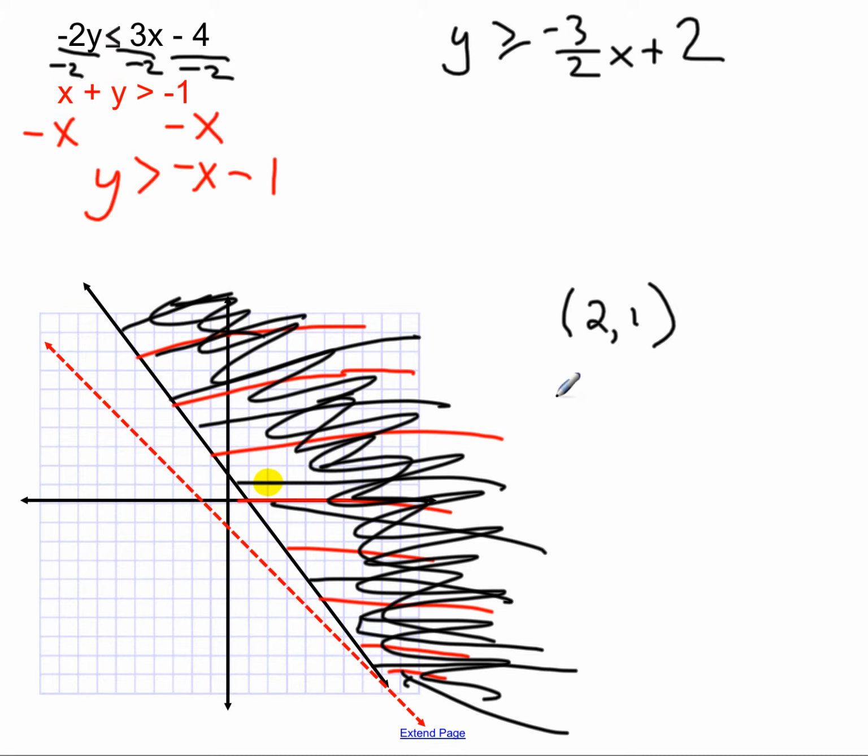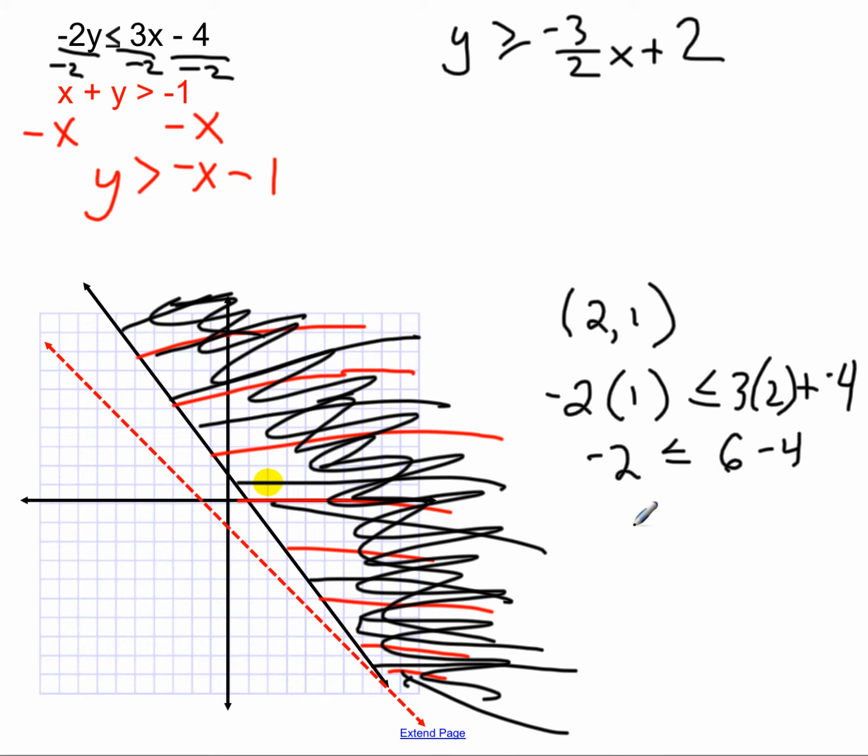So if I take my first inequality, I have 2 times y is less than or equal to 3 times 2 plus negative 4. I get 2 times 1, which is 2, is less than or equal to 6 minus 4. I have 2 is less than or equal to 2. Is that correct? Indeed it is. And now if I plug that into my second equation, x plus y is greater than negative 1.